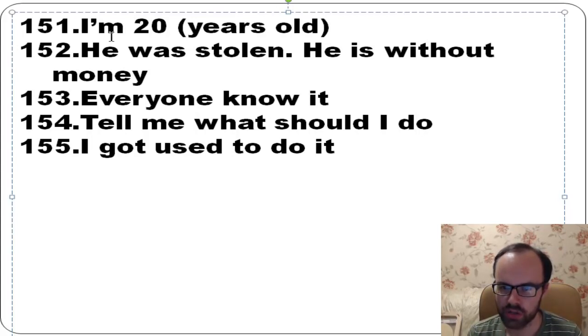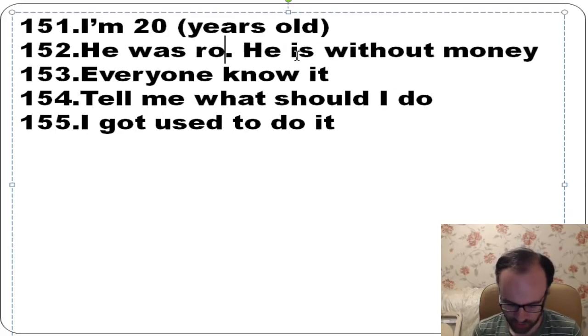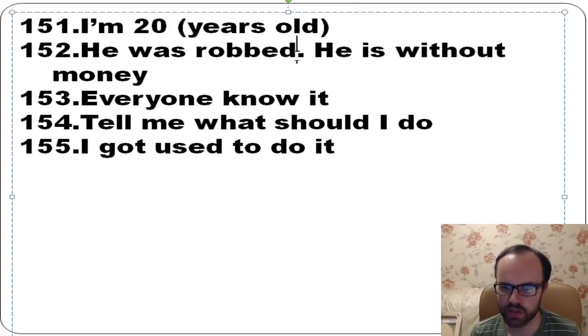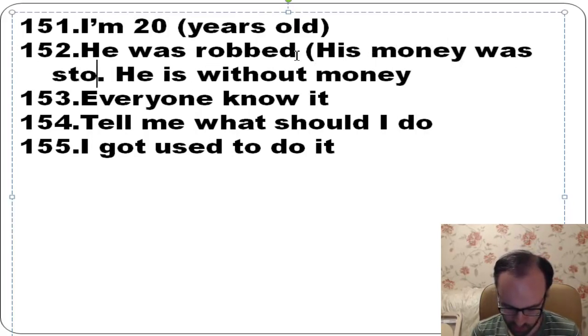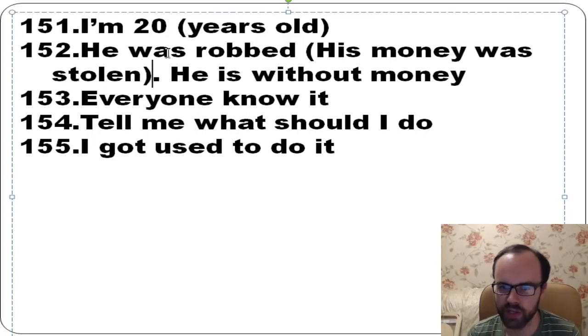"He was stolen. He is without money." So it means that some thieves maybe stole money, but it's about vocabulary. We steal money, but if the thieves stole money and we talk about this person, we say he was robbed. It means his money was stolen. He was robbed, or his money was stolen. So we use steal about things and rob about people.